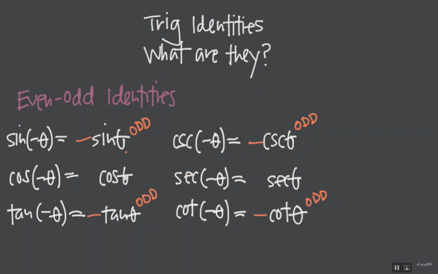These 4 functions here are all odd functions. And I just think of the 4 corners as being the odd functions, so my negative signs are going to be here. Whereas the middle row here, my middle functions, are going to be even functions, which means that they have no negative sign.